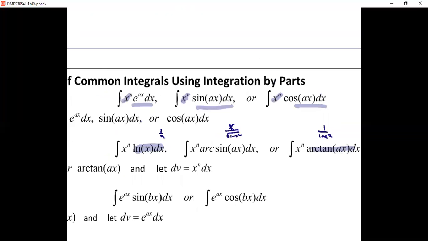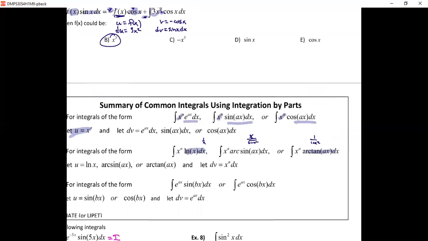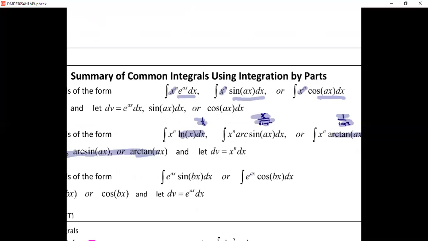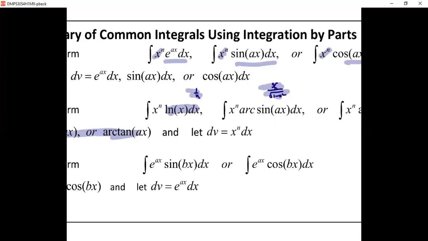So in cases like that, we actually let u equal the natural log of x, or u equal the transcendental function, because they differentiate into more of an algebraic form. Now, what happens if I have a mixture of both e and sine and cosine? Well, with that mixture, to be honest, it really doesn't matter which direction we take.